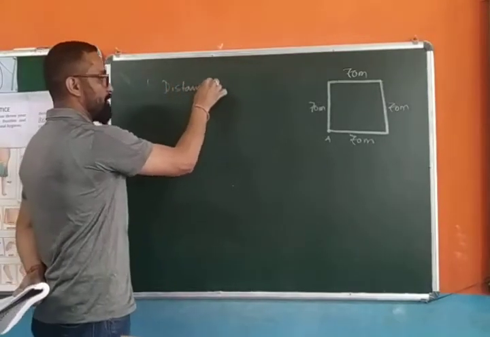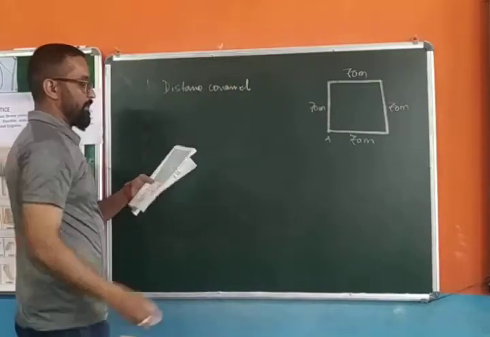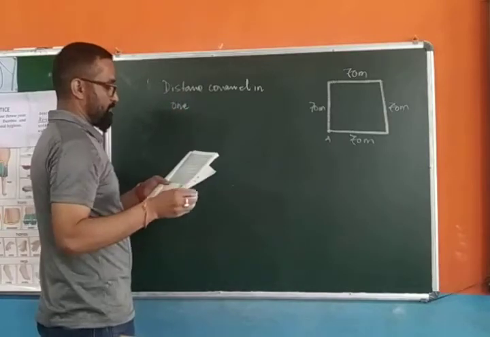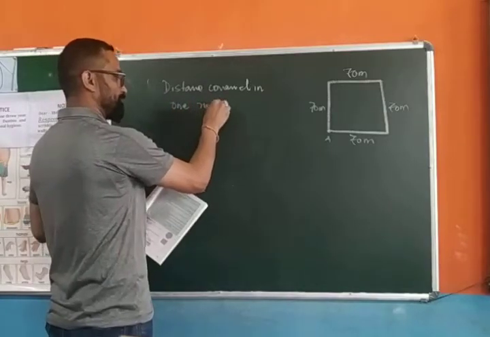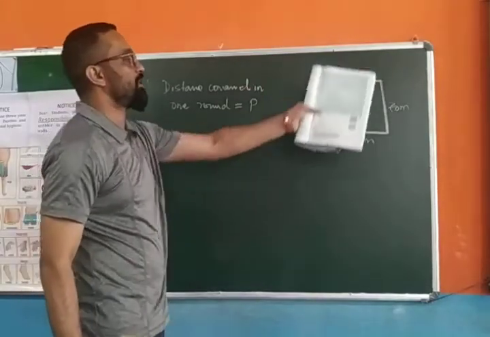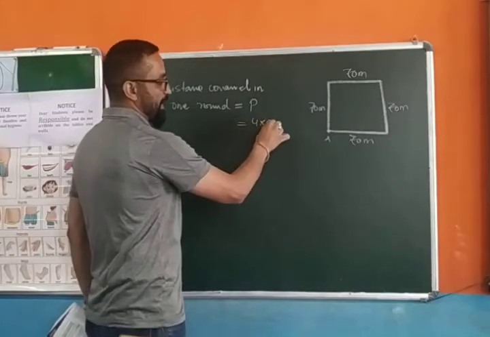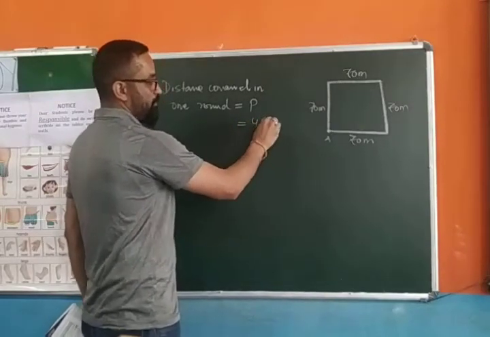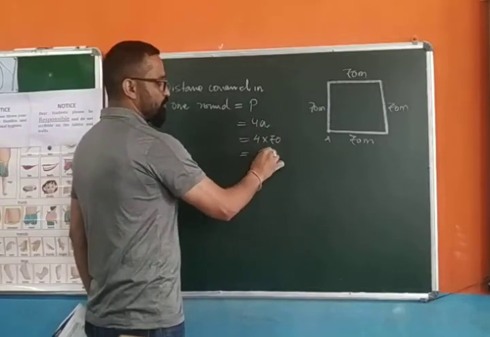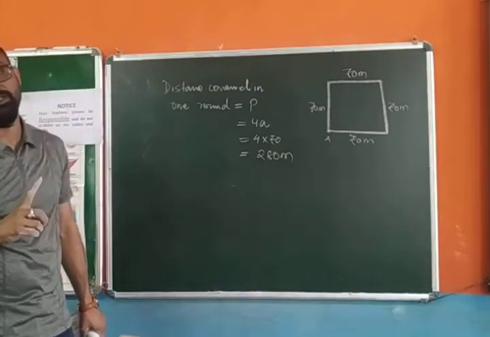Distance covered in one round is equal to the perimeter, because he is covering all the sides. It is 4 into A, 4 multiplied by 70, 280 meter. In one round he is covering 280 meter.